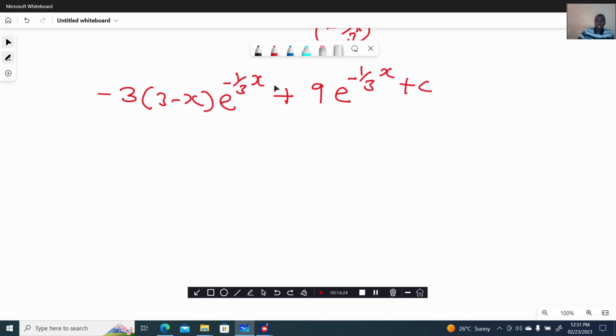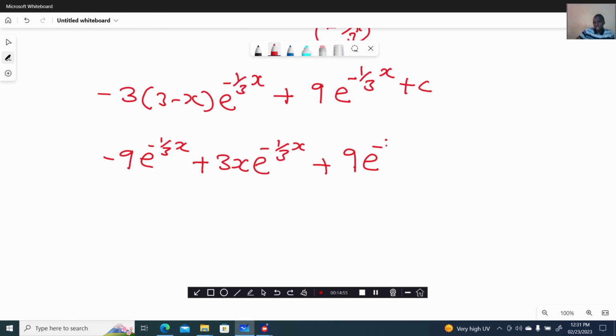So let's do something with this one. Negative 3 times 3 is going to give you negative 9. Negative 9 times e to the power of negative a third x. This is going to give us plus 3x e to the power of negative 1 over 3x. Then plus 9 e to the power of negative 1 over 3x, and then plus c.